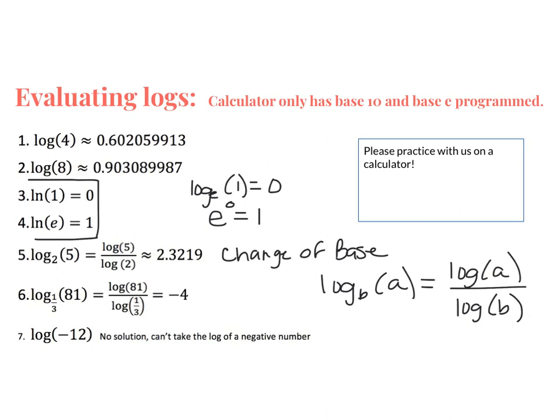On the next one, I have log base 1/3 of 81. Again, we're typing log of the old number divided by log of the old base, and that's going to get us a value of -4. As you look at these on the computer screen, you should be pausing the video at this point and trying these in your calculator. Make sure you know how to use your version of the calculator.